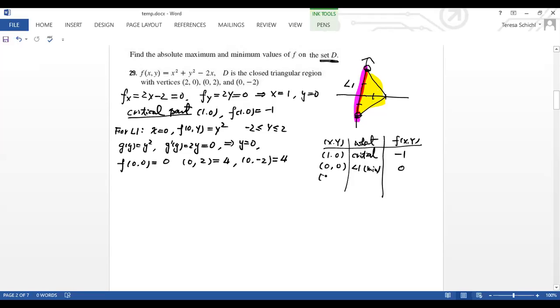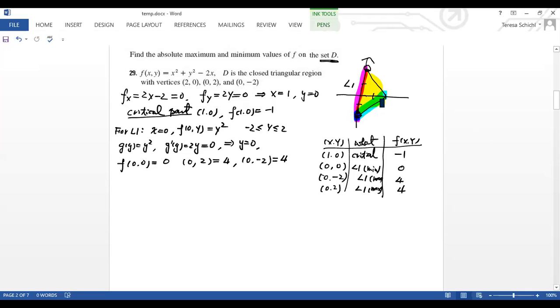And then I have (0, -2), which is also on line 1, and (0, 2) is also on line 1, right? So this is the max on line 1, right? So now I put here, what is the value here? It's 4 and 4, right? Okay, so now we'll finish the first line, then let's take a look at the second line.